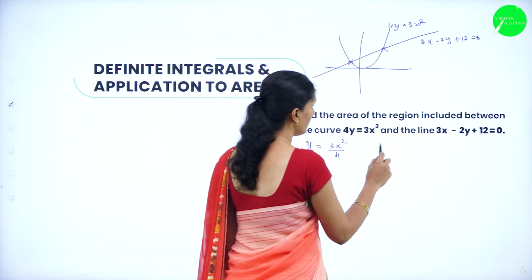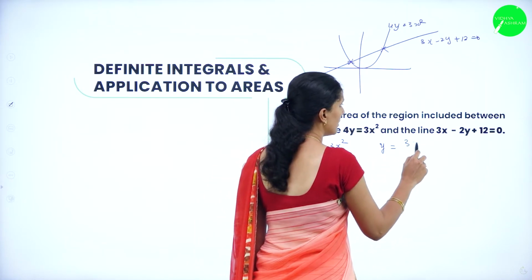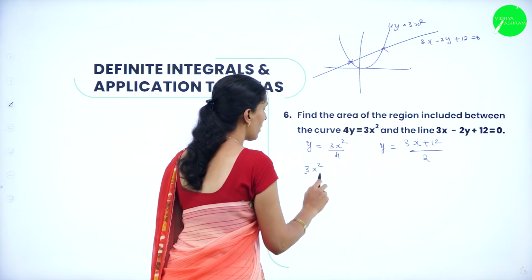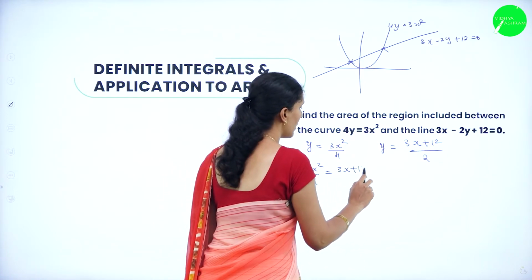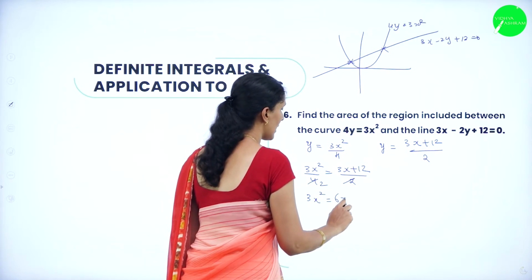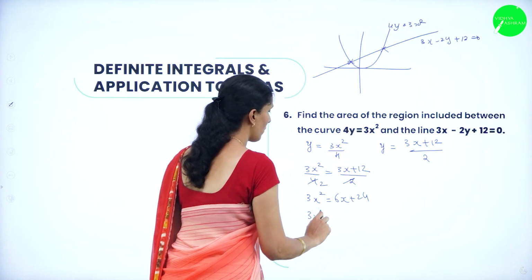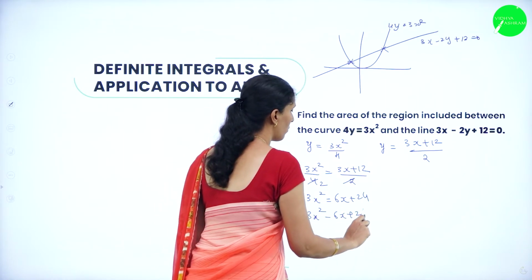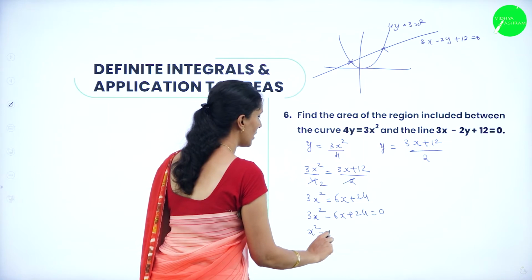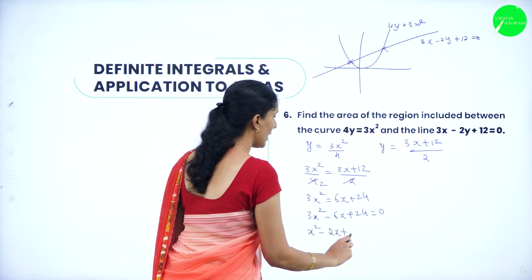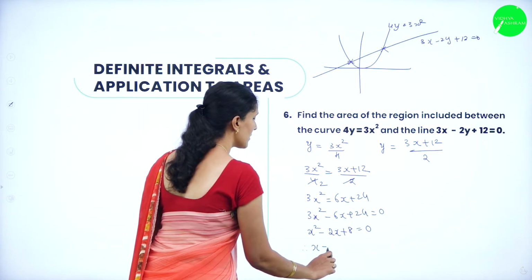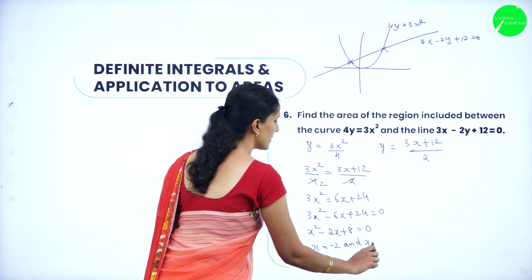So let us write this equation as y is equal to 3x square divided by 4. And here if you want y, it is (3x plus 12) divided by 2. Equate both. 3x square by 4 is equal to (3x plus 12) divided by 2. So we can cancel here. So we get 3x square is equal to 6x plus 24. So 3x square minus 6x minus 24 is equal to 0. So we can divide the equation by 3. So we get x square minus 2x minus 8 is equal to 0. So on solving the quadratic equation, we get x is equal to minus 2 and x is equal to 4.